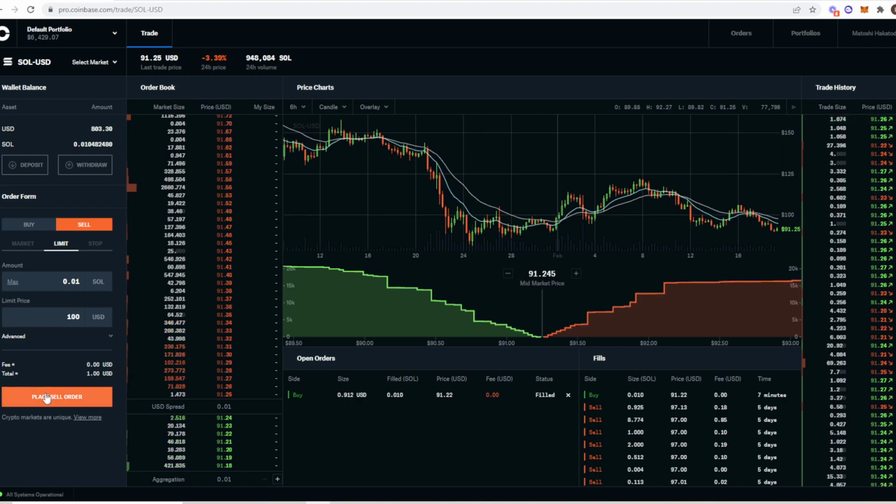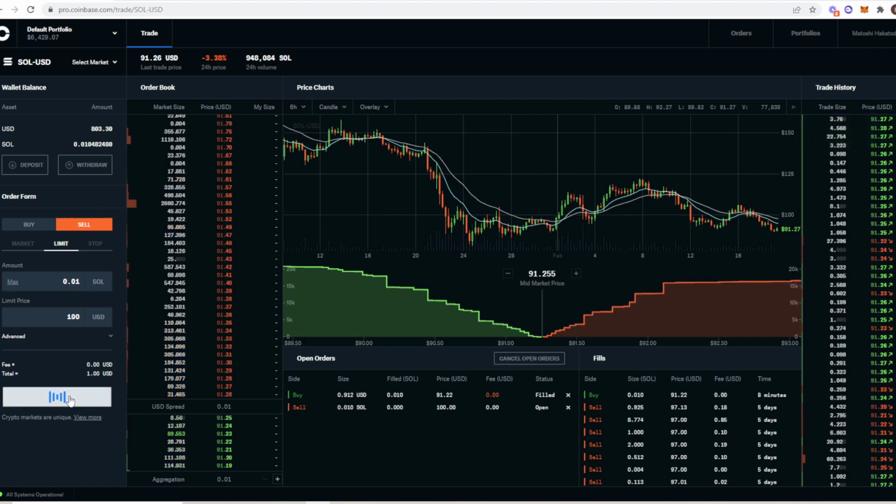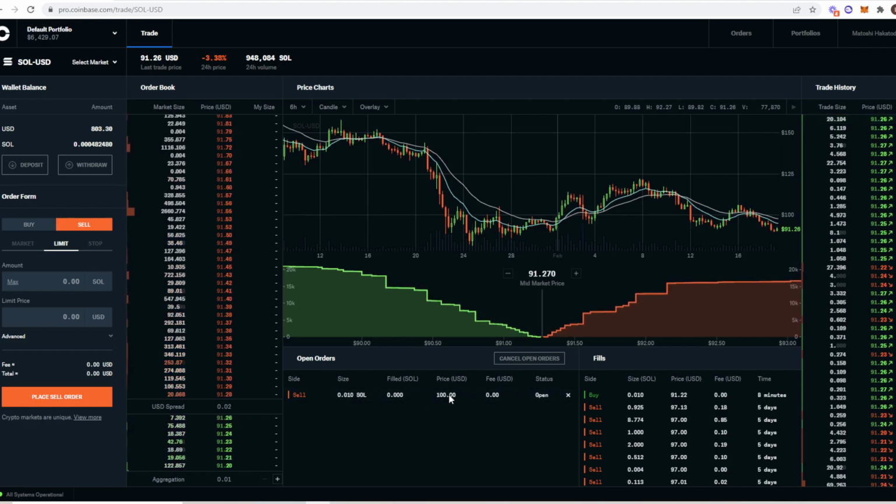All right, and given that I don't have much to sell, right? So you see my fee is still 0. If it was a bit more, we would have a 0.1% fee added on to the total. So then once I place this, and I'll just get rid of this one right here. Now we can see again, it's not filled, but once it hits $100, this order will fill at 100, and this is the amount that will be sold.